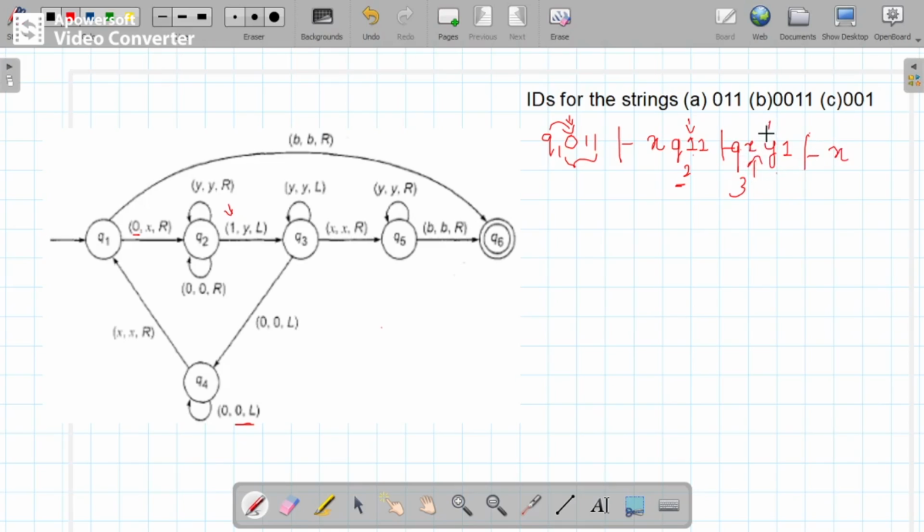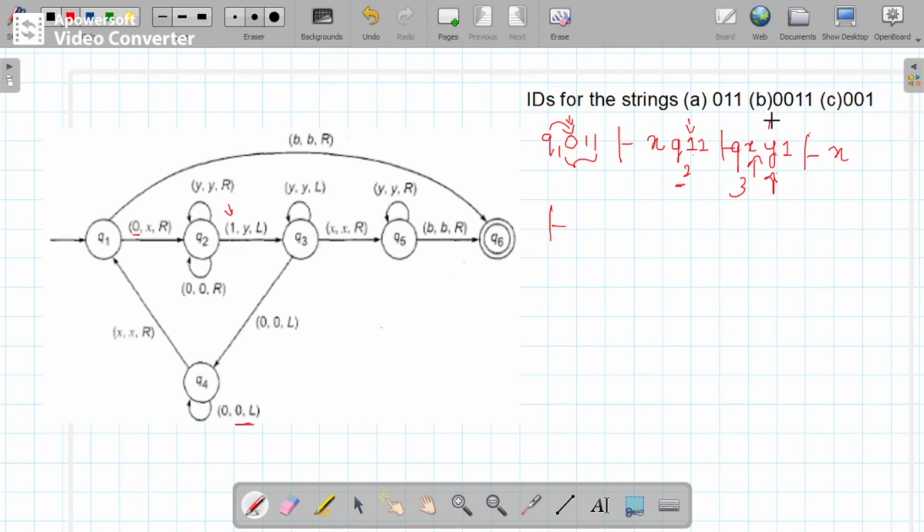x x R means where have we come to now? q5. We have q3 on x goes to x is replaced by x, and then right means where? To this character. So before that character we are going to write q5 and then y, q5 y, and then 1, and then 1. Let me repeat: q3 on x goes to q5, and x is replaced by x, and from this character it is taking a right move.